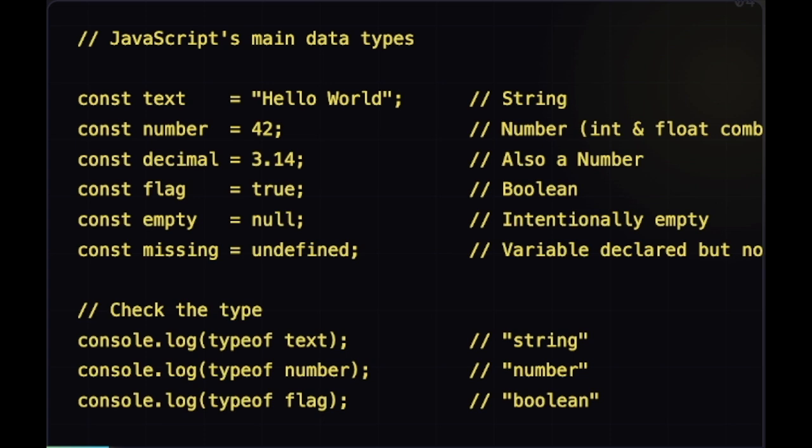One important modern feature is template literals. Strings wrapped in backticks where you can embed any expression inside a dollar sign and curly braces.